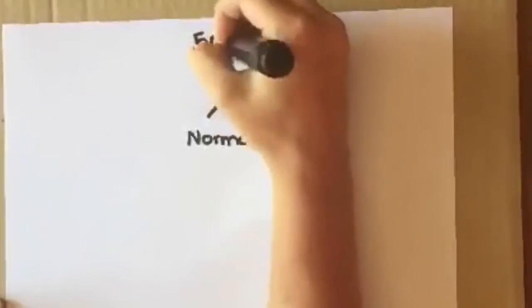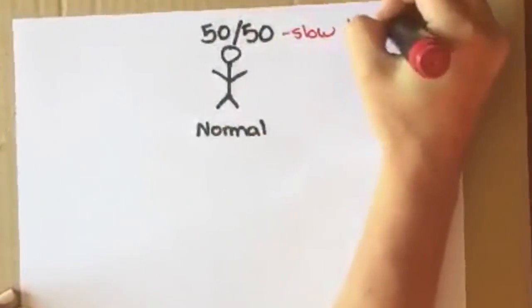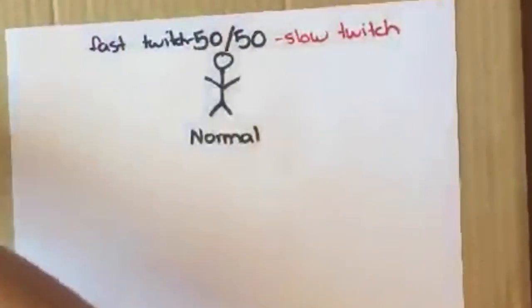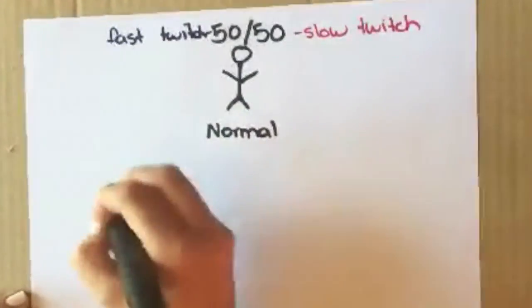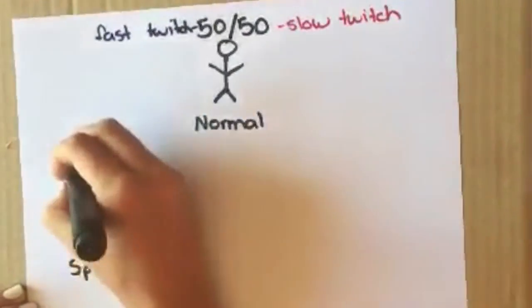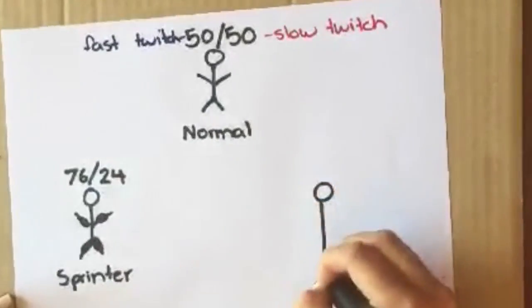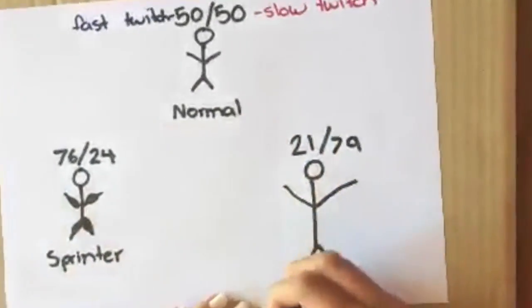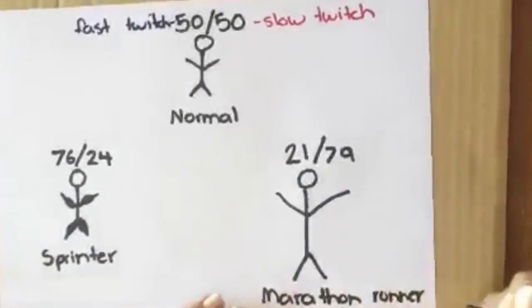A regular person generally will have roughly a 50-50 ratio of slow to fast twitch fibers. A sprinter will have a higher percentage of fast twitch fibers because they would have recruited more fast twitch fibers through specific training. Marathon runners will have a higher percentage of slow twitch fibers because of their sport-specific training.